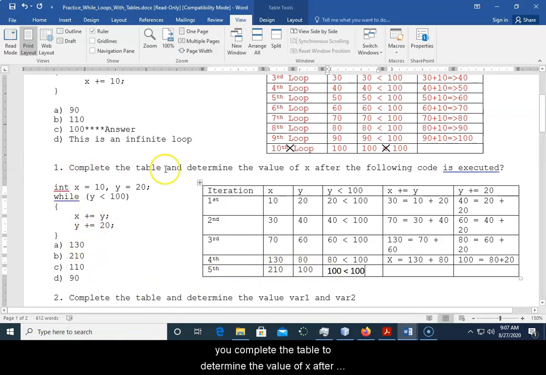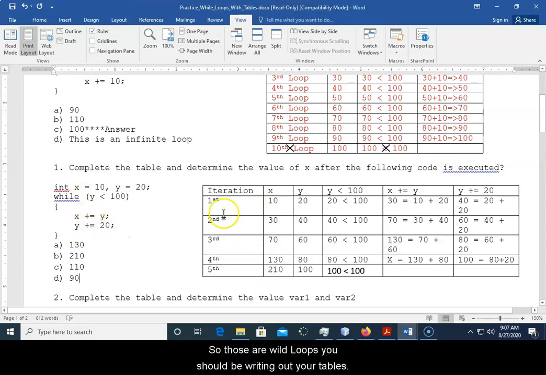What is it asking you? Complete the table and determine the value of x after the following code is executed. So after all this is executed, x is 210. Okay? So those are your while loops. You should be writing out your tables.